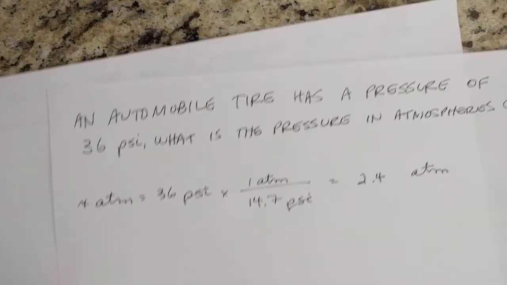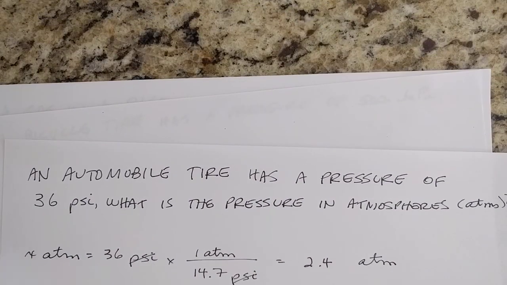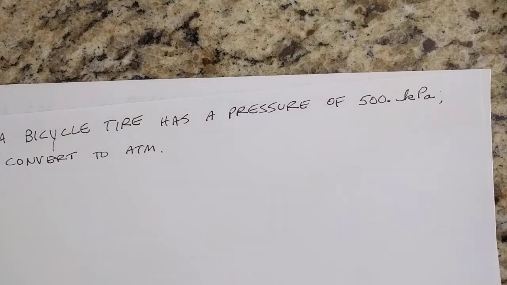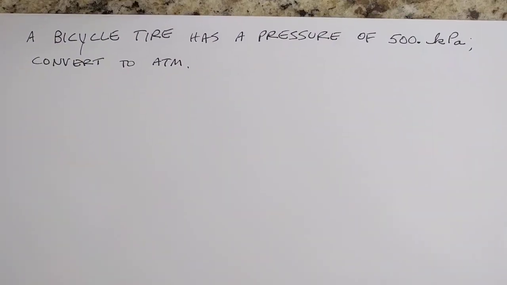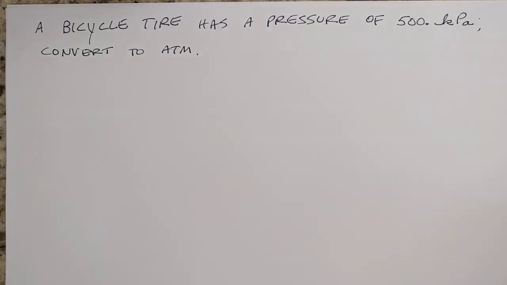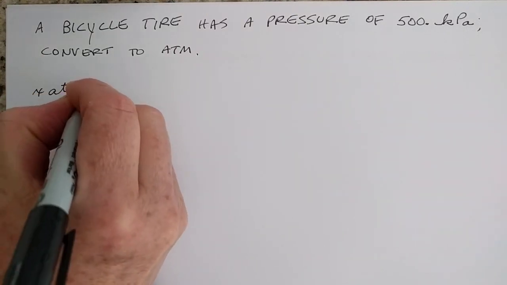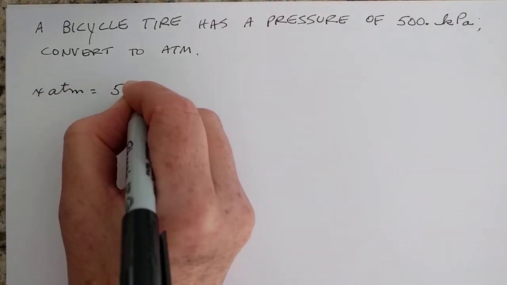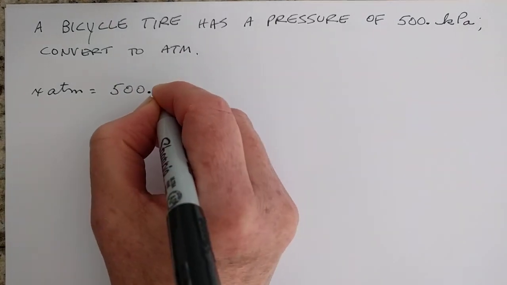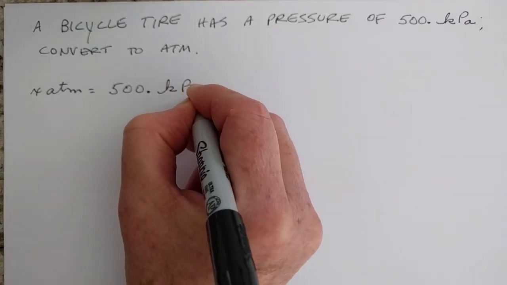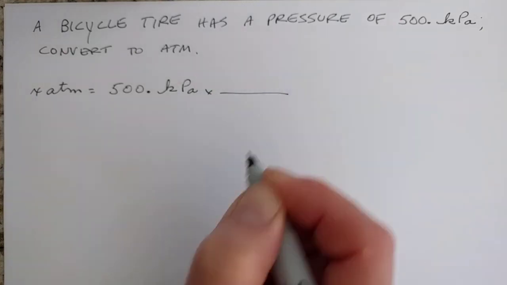Okay, let's do another one, and for this example, we have a bicycle tire. So our bicycle tire has a pressure of 500 kilopascals. Convert to atmospheres. So we just saw what a car tire was. Now let's see what a bicycle tire is. All right, so X atmospheres equals 500, and see that decimal point there? That's important for sig figs, kilopascals, multiplication sign, and crossbar.